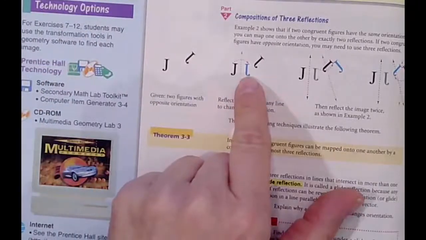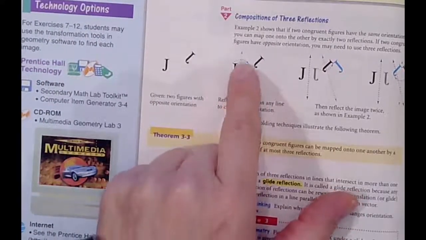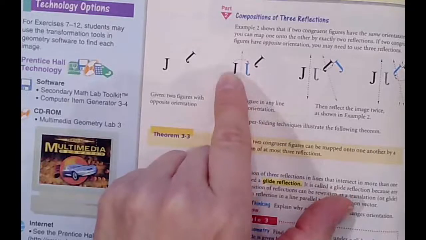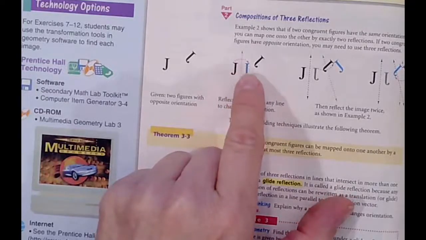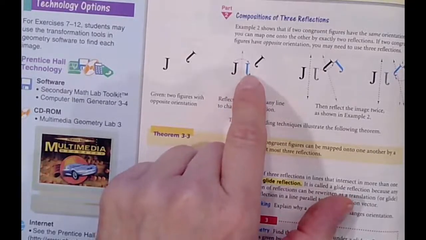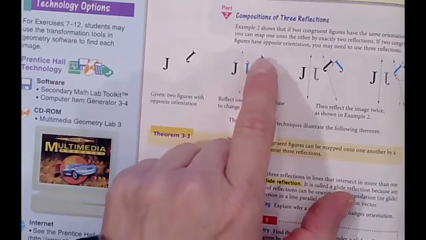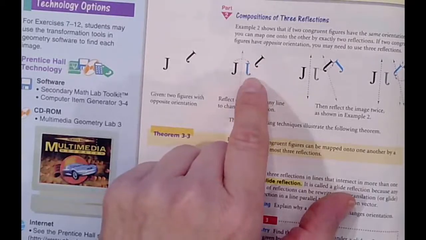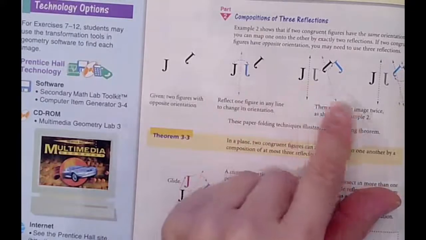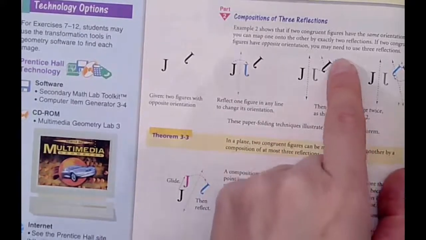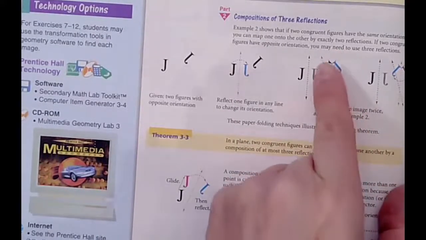So again, remember the blue is the new one. So here's your first line of symmetry drawn in. They reflect J over that, and it lands here. Here's our new J. Okay, we're still not there. We got to get to it with reflections. So then, if you go over here, they draw in this new line of symmetry right there.